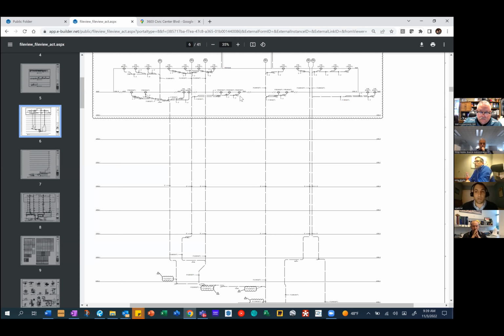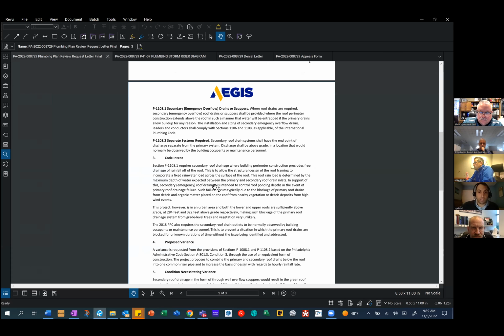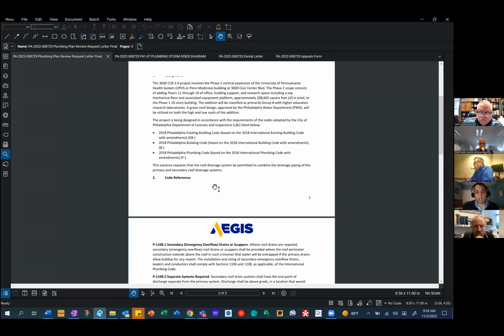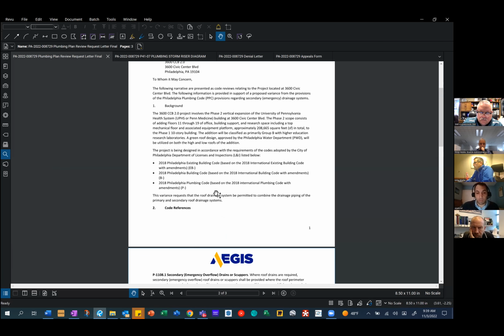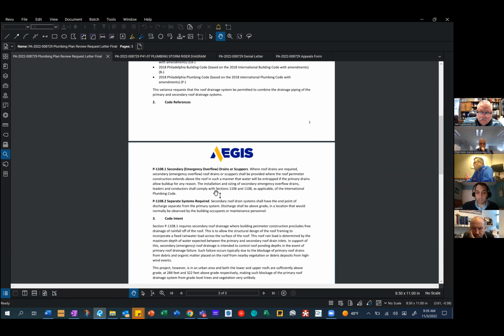set for the original, we'll call it the 10-story building that's in place, showing the single risers with multiple connections. This is what we would eventually be tying into. So there were other documents that we provided as part of our appeal. I want to go to the original letter that we presented that we will discuss. Some of them include the code references and the reasons why.